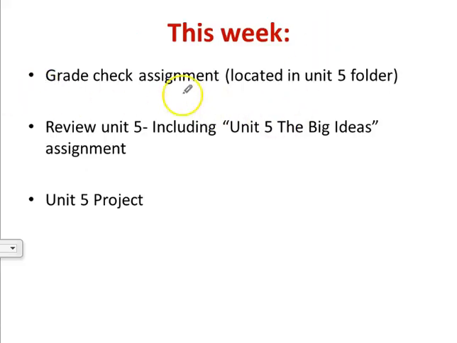All right, so this week, you're going to do a grade check assignment. Then we're going to do a lot of review on Unit 5. We're starting to wrap up Unit 5, all about solving right triangles. So we're going to do some review this week and also review with a Unit 5 project that combines all the concepts that we've learned so far, and different ways and methods that we can solve for missing sides and missing angle measurements of right triangles.